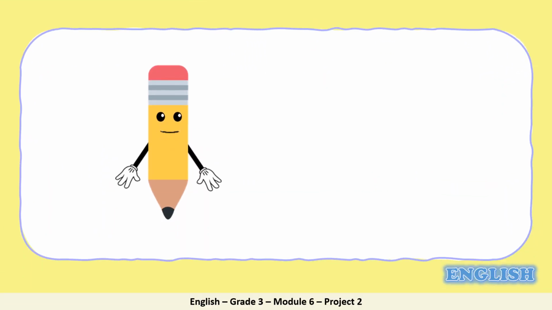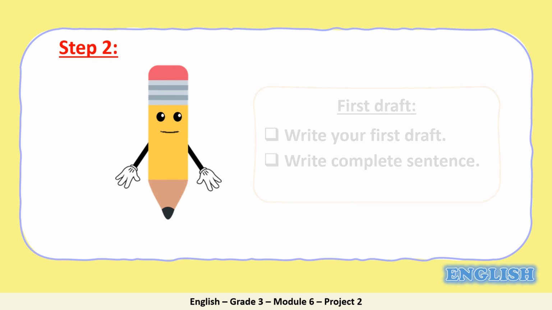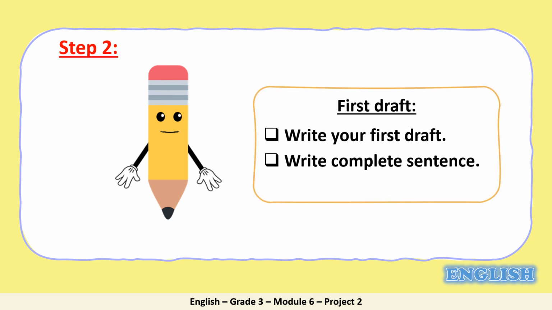Now that we finished brainstorming, let's move to step 2, first draft. In this step, we are going to write our first draft. We are going to write sentences and join them into a paragraph. Are you ready to start writing? Here we go.